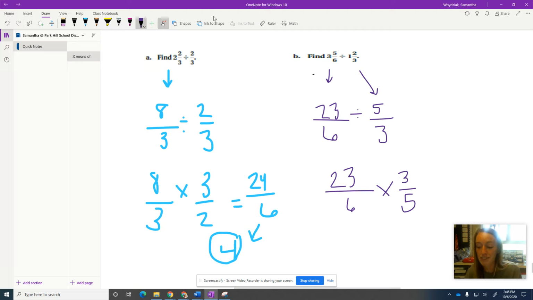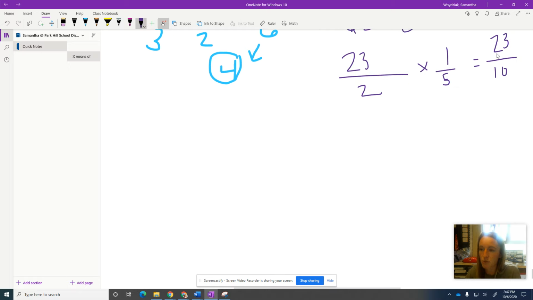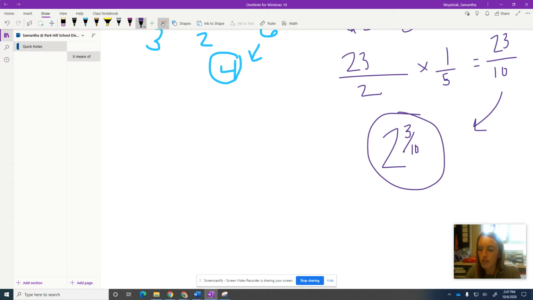So if I were to rewrite this and make it a little bit easier on myself, I can say 3 divided by 3 is 1 and 6 divided by 3 is 2. So then I end up with 23 over 2 times 1 over 5, and it's just a little bit less work for me. So then I have 23 times 1, which is 23, and 2 times 5, which is 10. So I have 23 over 10. 10 goes into 23 2 times with 3 left over. I'm going to end up with 2 3/10.